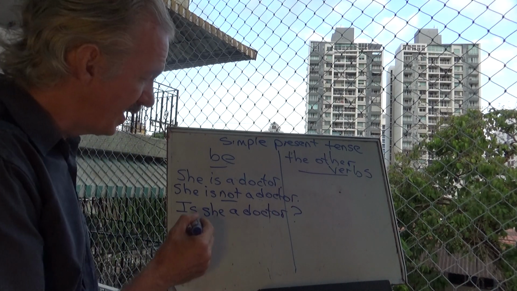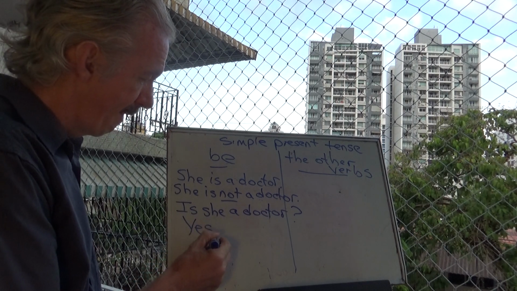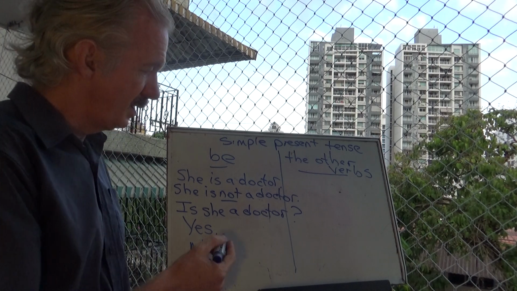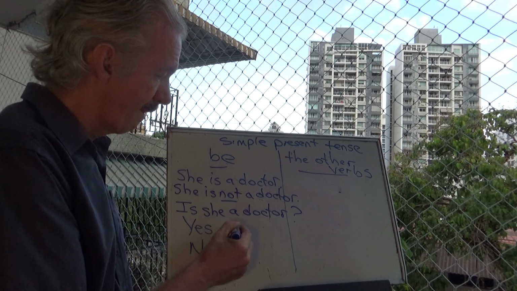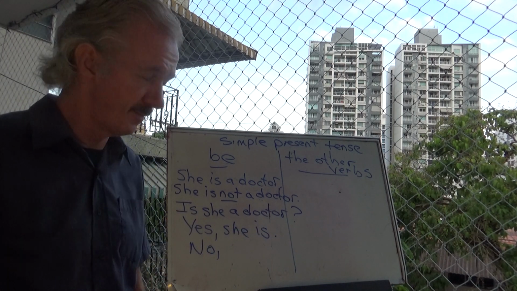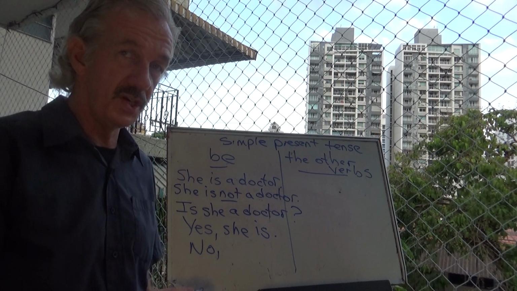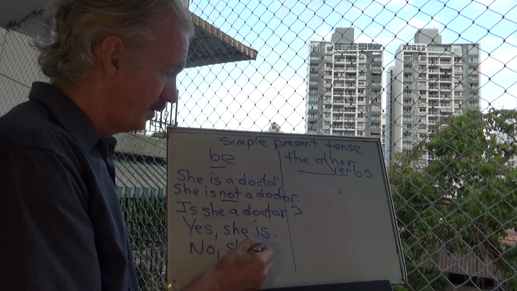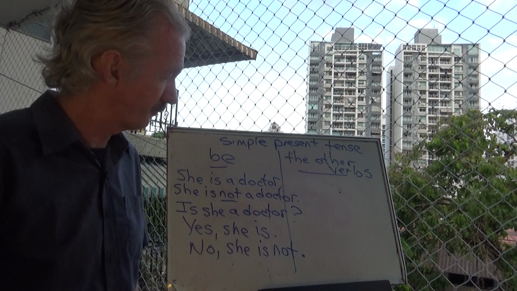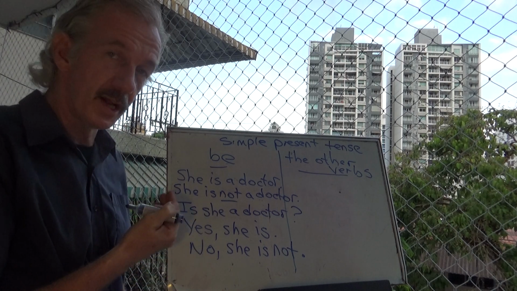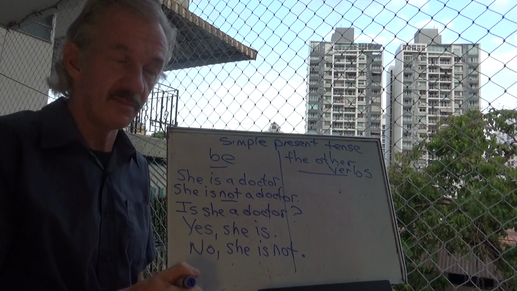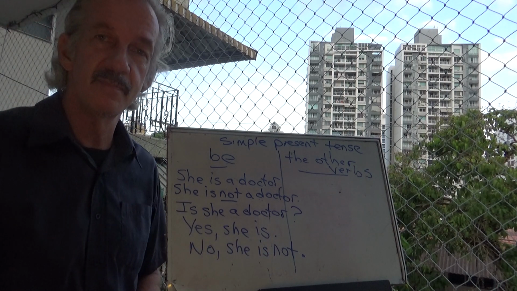Now you could have two possible answers to this. And the possible answers are yes. And then we're going to use the subject here, she. Yes, she. And we're going to put in the verb, is. Yes, she is. That's a short answer. Or you could say, no, she is not. For the negative, don't forget to put not at the end of the short answer. She is a doctor. She is not a doctor. Is she a doctor? Yes, she is. No, she is not. That's it for the verb to be.